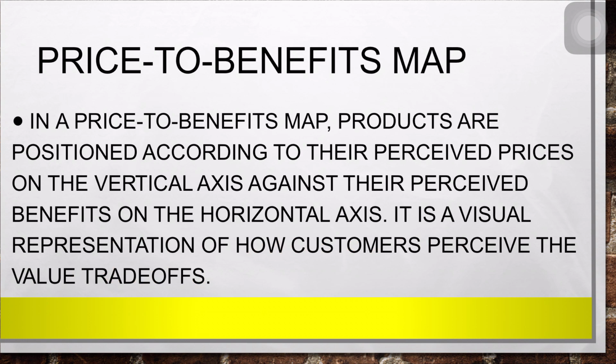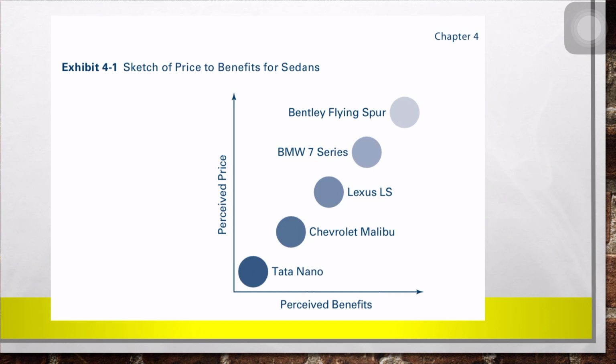When we say price to benefits map, it is directly related to both exchange value models and conjoint analysis. I will show you an exhibit which is a sketch of price to benefits of sedans. For that, we can demonstrate a price to benefits map with the automobile sedan market.